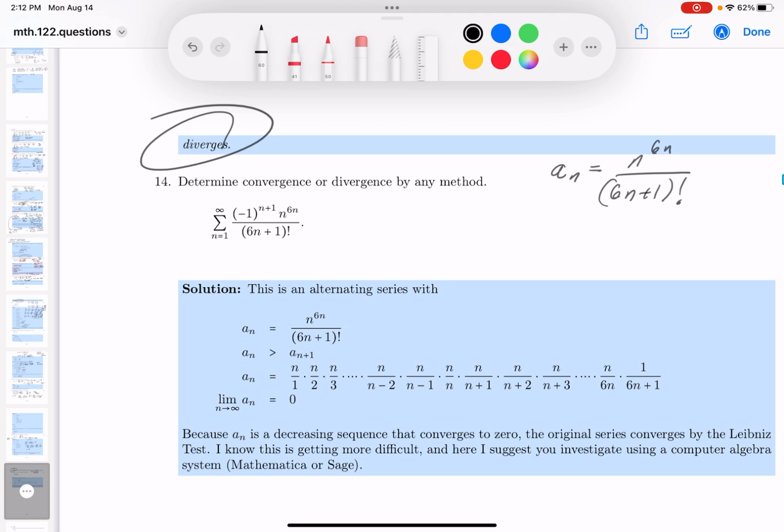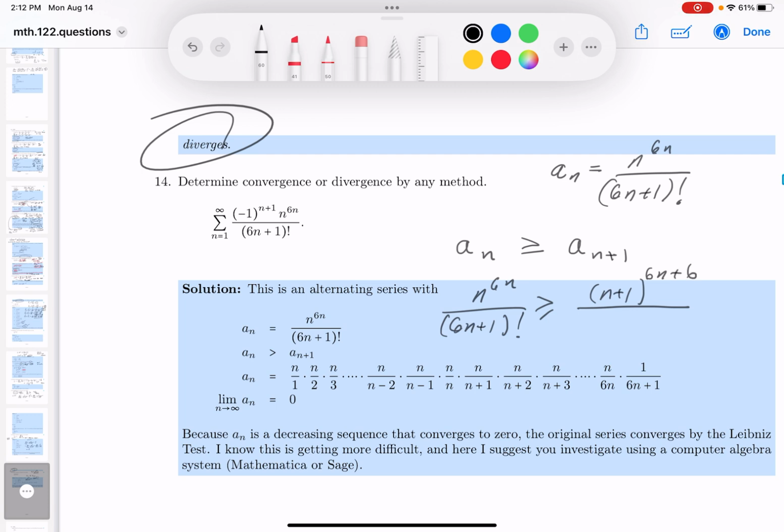And what do I want to show? I want to show that there's a relationship between the terms, and that relationship is it's decreasing. So something like this over here. Let's write it down and see if that's true. So you get n to the 6n over 6n plus 1 factorial. This would be n plus 1 to the 6n plus 6.